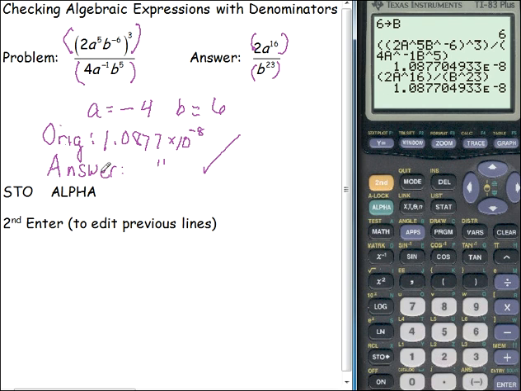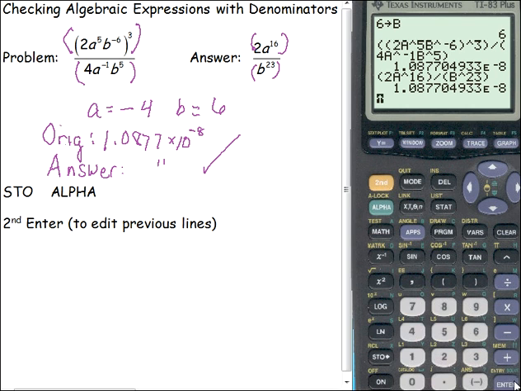Okay, and I want to remind you that suppose you didn't get the same answer, you could go back, well, you should go back and find your mistake and then double check the original expression, make sure you entered the problem right, and you could re-enter your new answer and see what you get until you get the original and the answer to match. If you need to edit one of the lines, hit the second key and then the enter key, and I'll just do that now.